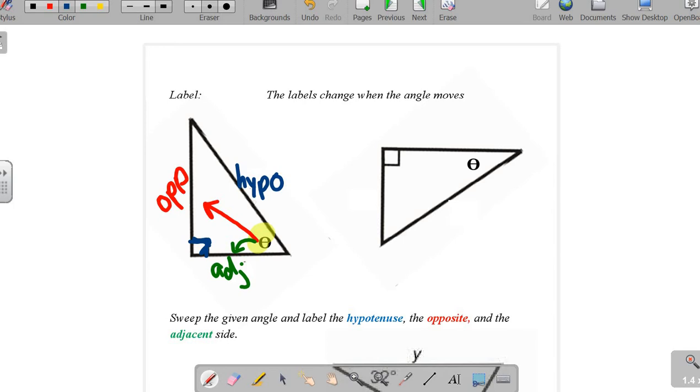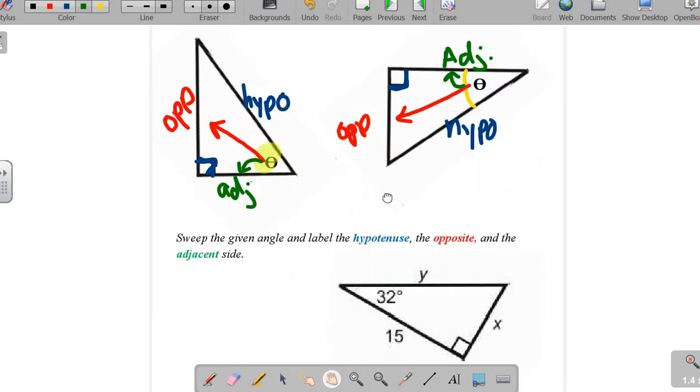Warning. When the theta changes, the label can change. So the hypo never changes. You find the right angle, that's your hypo. If this is the angle you're working with, your theta, go across, that would be your opposite. And then the side or leg next to it is adjacent. Opposite and adjacent are always going to be the legs.